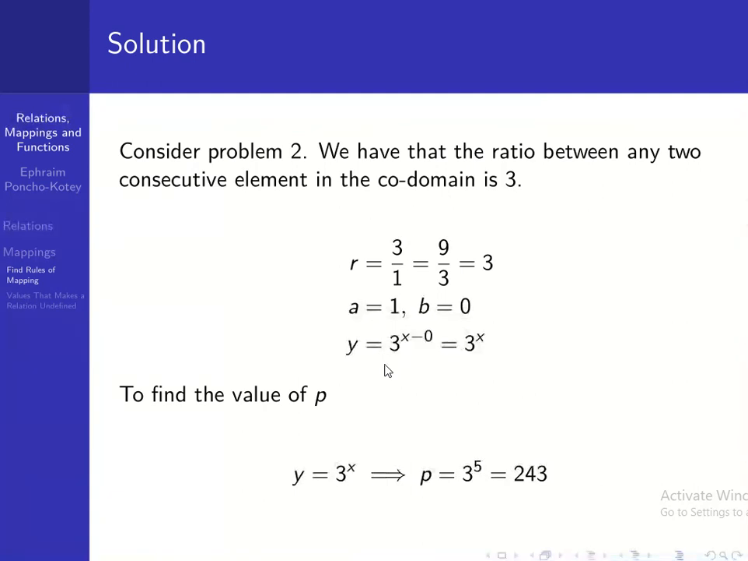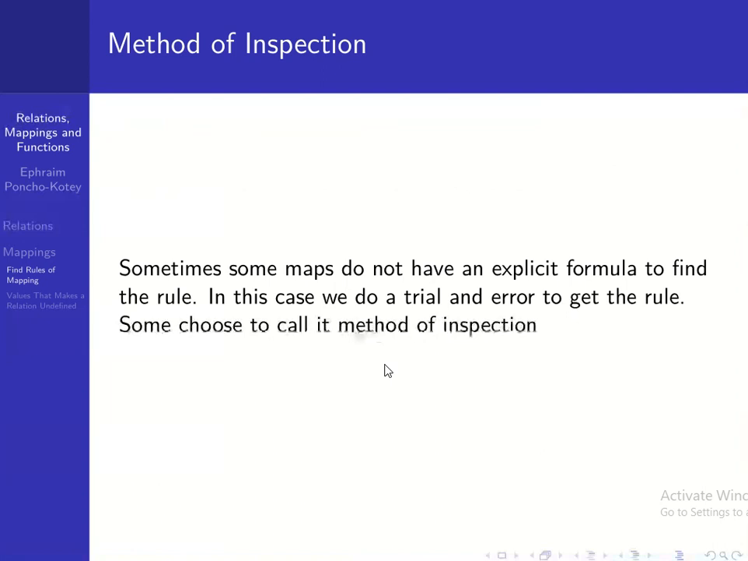Now sometimes the maps are so complicated that you cannot find an explicit formula. So what you do is trial and error. You try some rules and see which one works. Some people call this the method of inspection. So you just inspect and check. There are some questions like that.